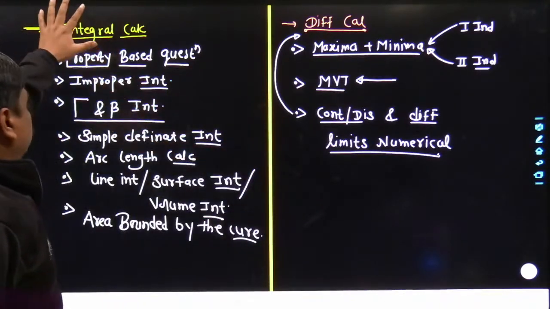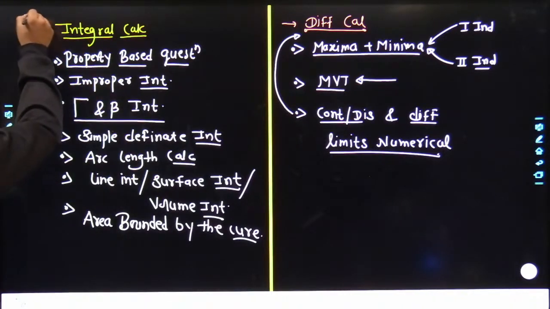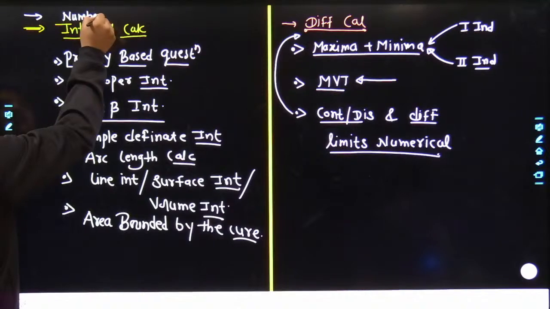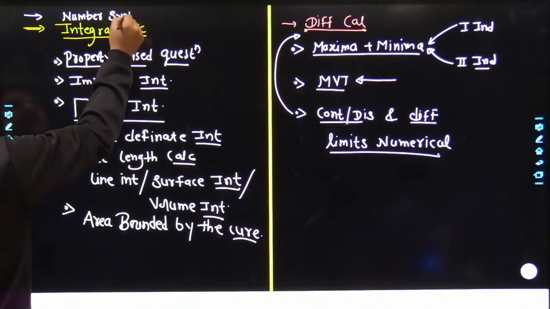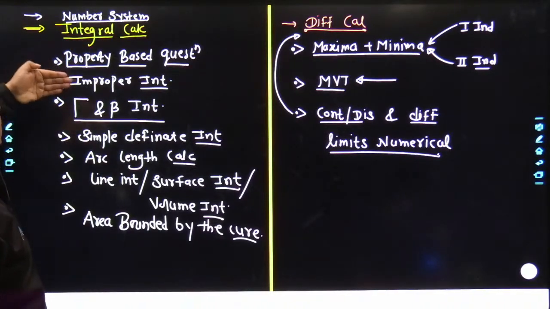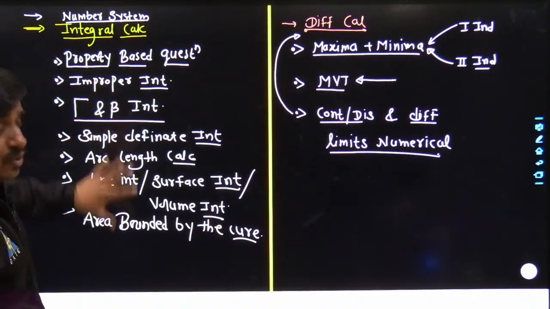Yes, agreed. So you should start from the integral calculus, and at the very beginning I would say you should start from the number system. From the number system you can straight away jump into the integral calculus. At integral calculus, you should focus on the high weightage topics, which are property based questions, improper integration, gamma and beta integration. Once you are done with this, you can go ahead with the rest of the topics.